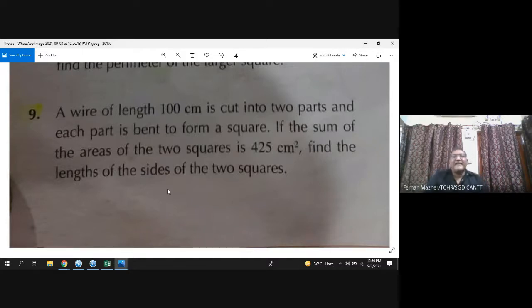Okay, here he says that the length of the wire is 100 centimeter, and we cut it into two pieces. So when you cut it into two pieces, suppose one part is x, then the other part will be 100 minus x. Let me show you my solution.